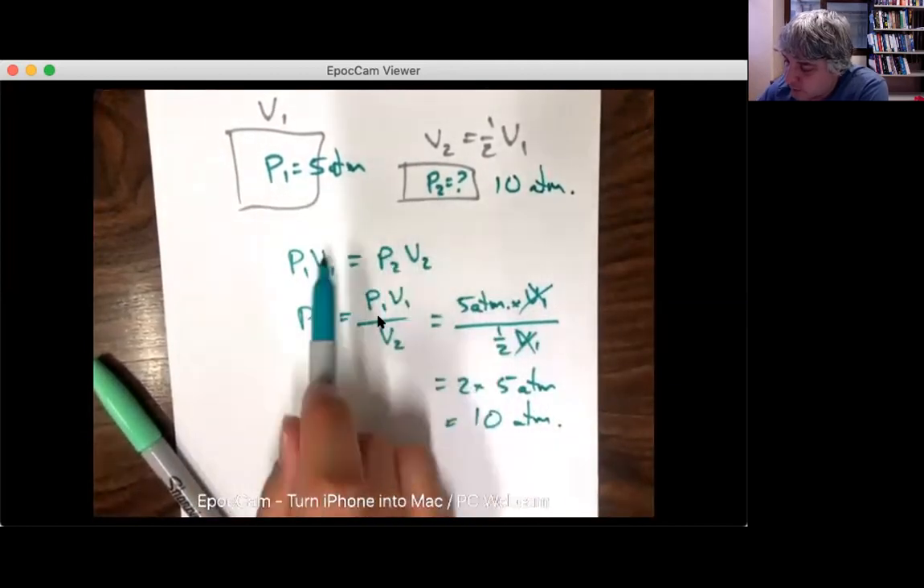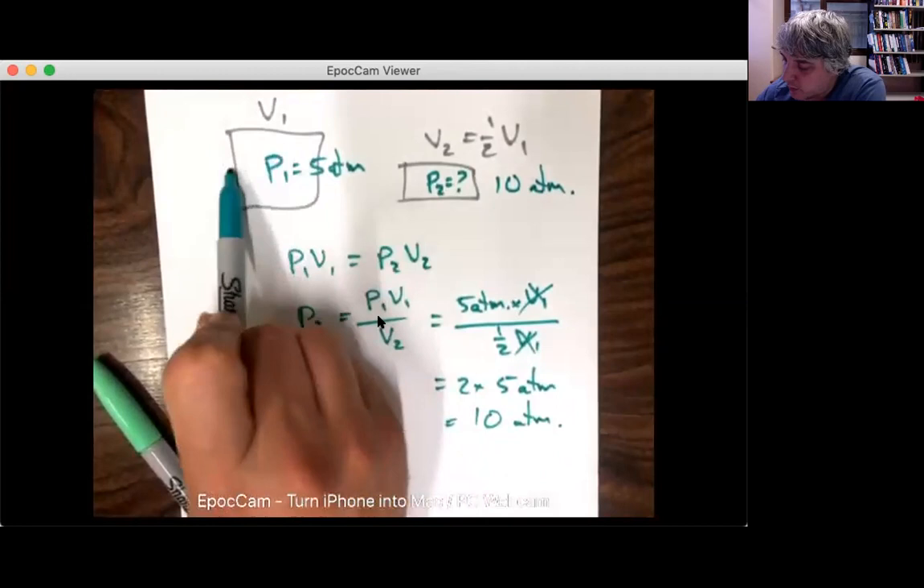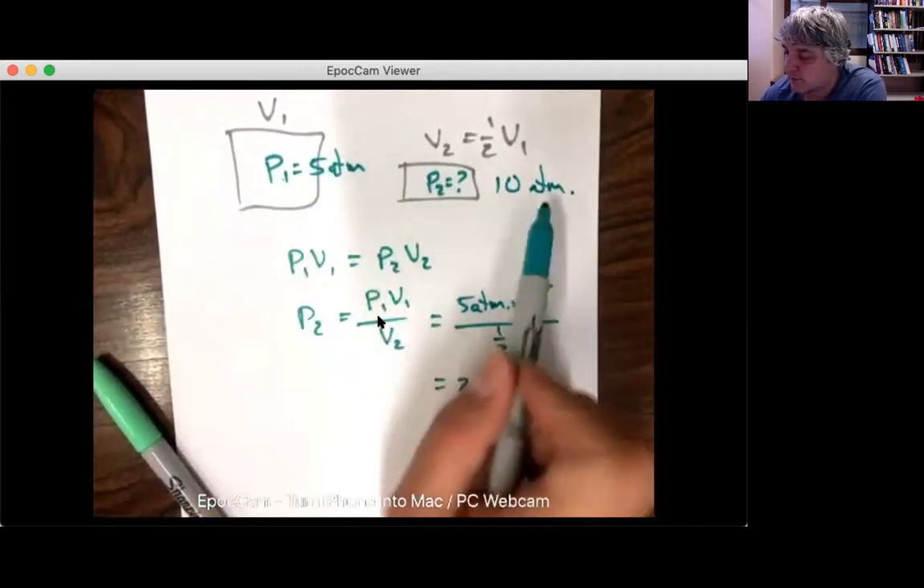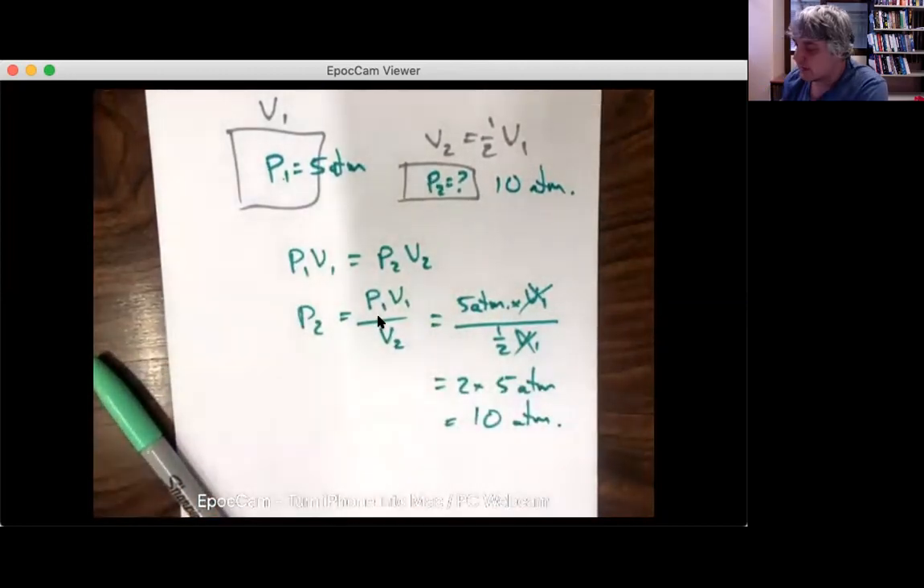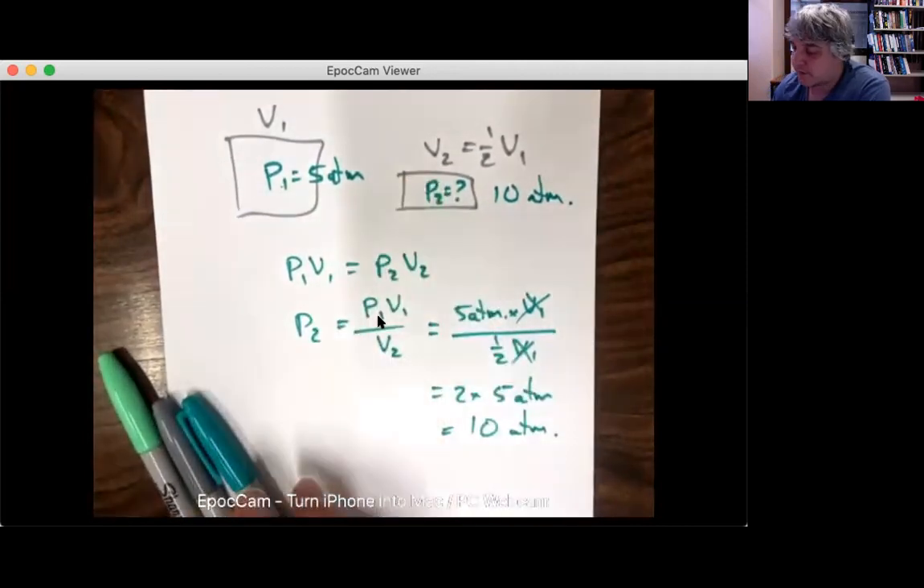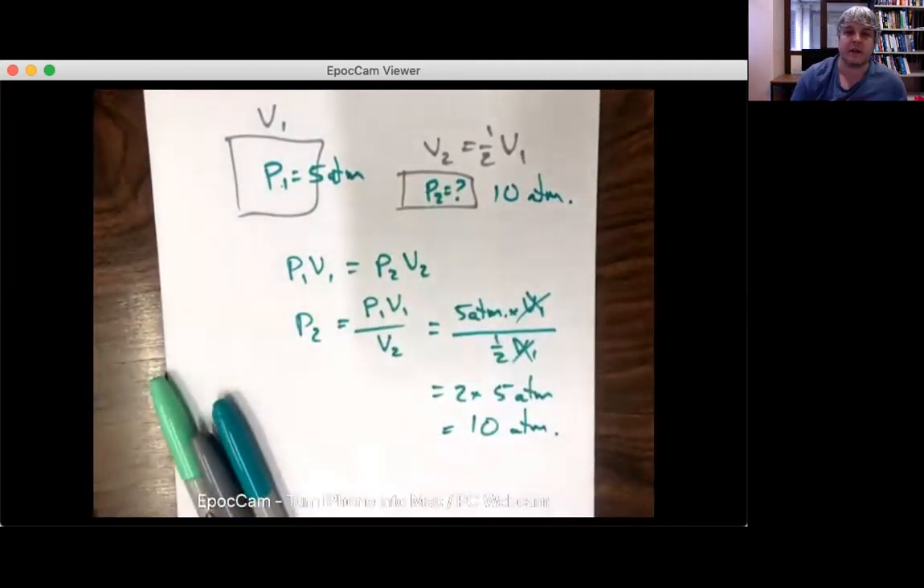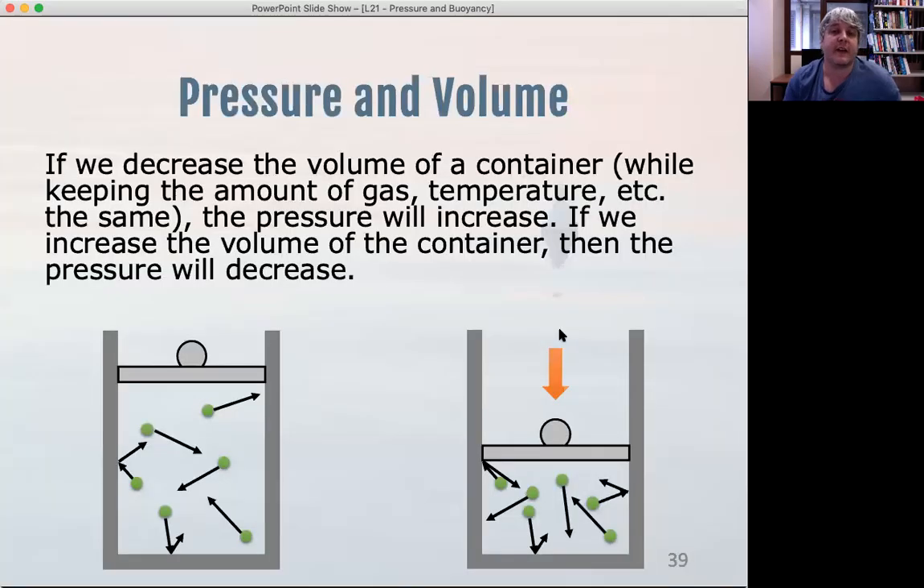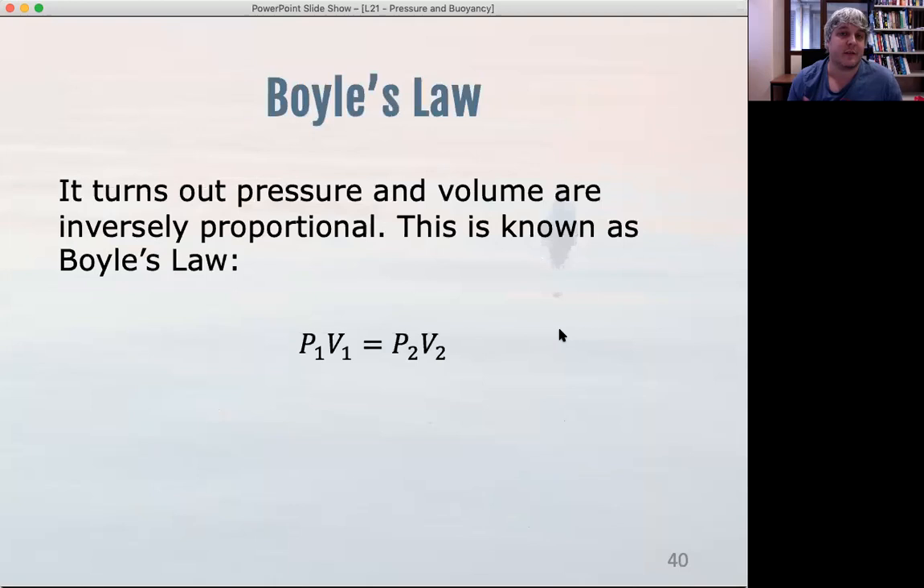And that's what we were just saying with Boyle's law. If you halve the volume, you must double the pressure. It goes from 5 up to 10. That's because the particles can only travel half as far before they collide again. So you get twice as many collisions, therefore twice as much pressure. So I would expect you to be able to use Boyle's law in very simple scenarios like that.